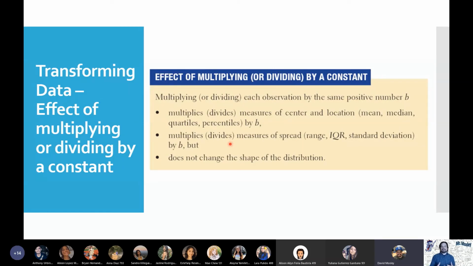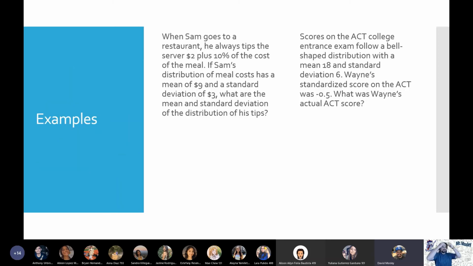So everything basically gets multiplied. The only thing that doesn't change is the shape. So when multiplying or dividing by a constant, when you're transforming data, shape stays the same, everything else gets multiplied. All right. Last thing. Just a couple of quick examples on how to use this transformation of data.